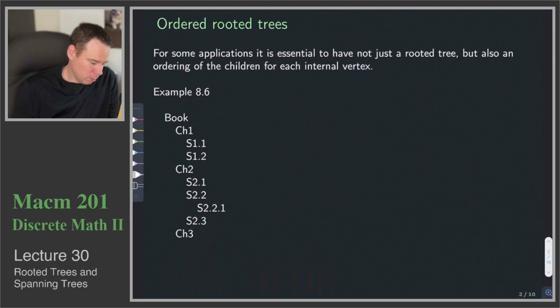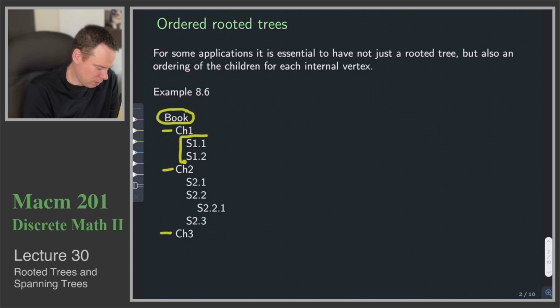Before we get to that, we're going to talk about what an ordered rooted tree is. So for some applications, it is essential not just to have a rooted tree, but also to have an ordering of the children for each internal vertex. So as a basic example, let's think of the table of contents in a book. Here they're listed out with an indentation, which really tells you that, okay, we've got a book. There's 3 chapters. The first chapter has 2 sections. The second chapter has 3 sections, but in the second section there's a subsection. And then the last chapter has no sections.